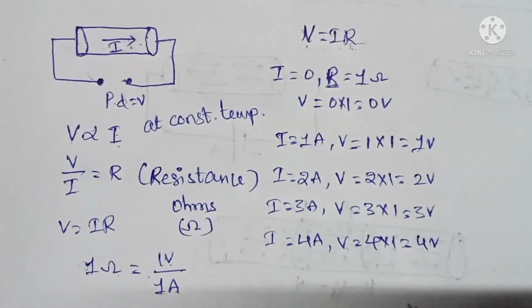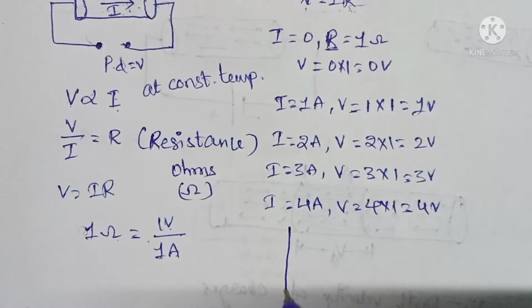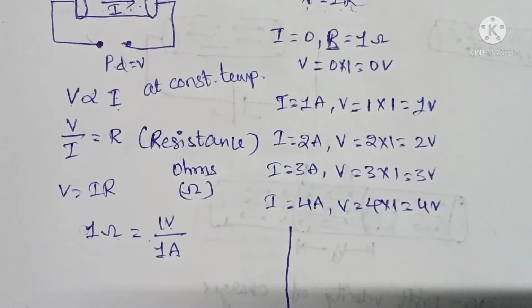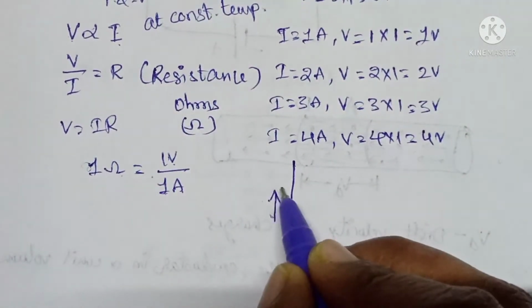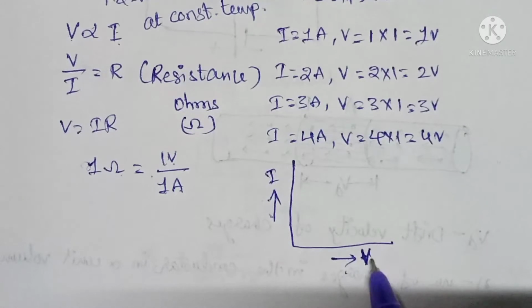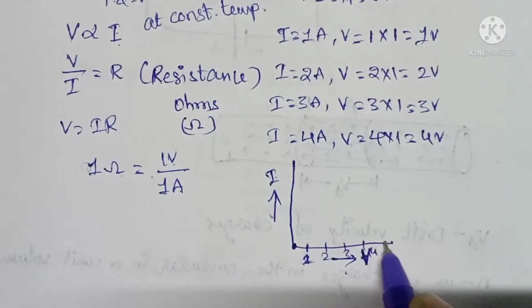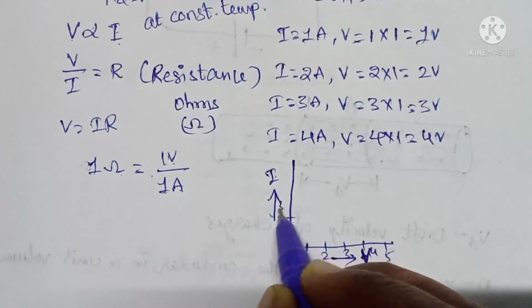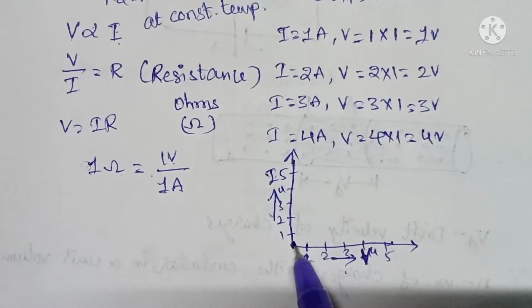So if you draw a graph between voltage and current, with voltage along the x-axis and current along the y-axis, when the current is 0, the potential difference across the conductor is also 0.